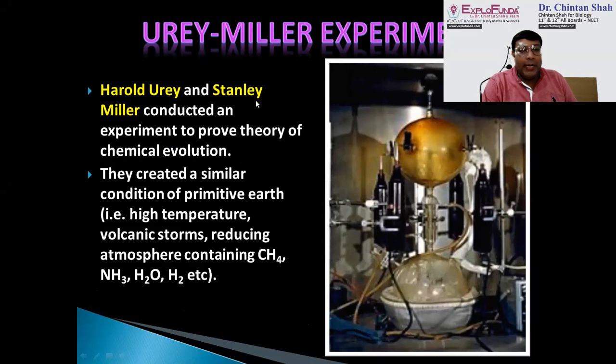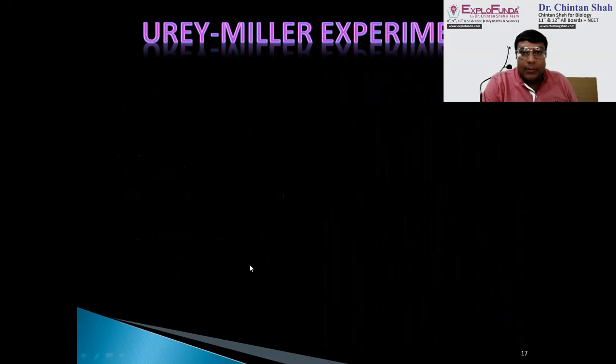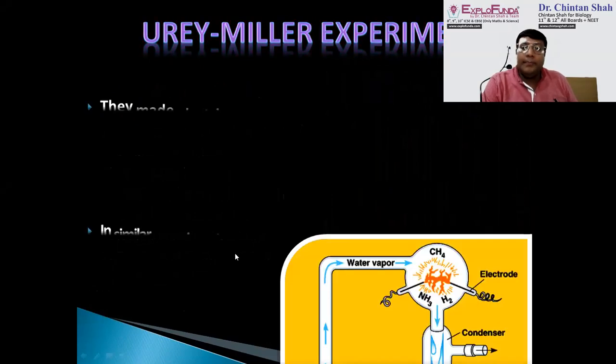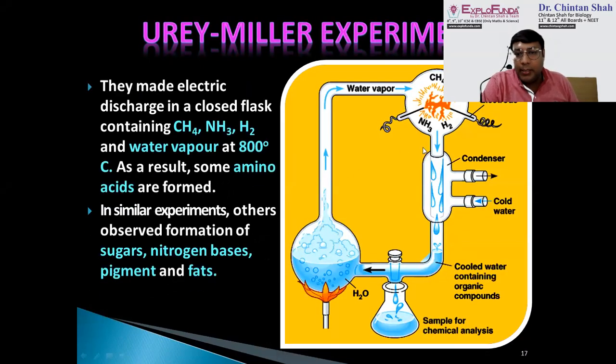Harold Urey and Stanley Miller conducted an experiment to prove the theory of chemical evolution, and they created conditions similar to primitive Earth: high temperature, volcanic storms, and a reducing atmosphere containing methane, ammonia, water, hydrogen, etc. Wow, how they have done it. I'm just showing you this, because this is how I can explain it very easily.